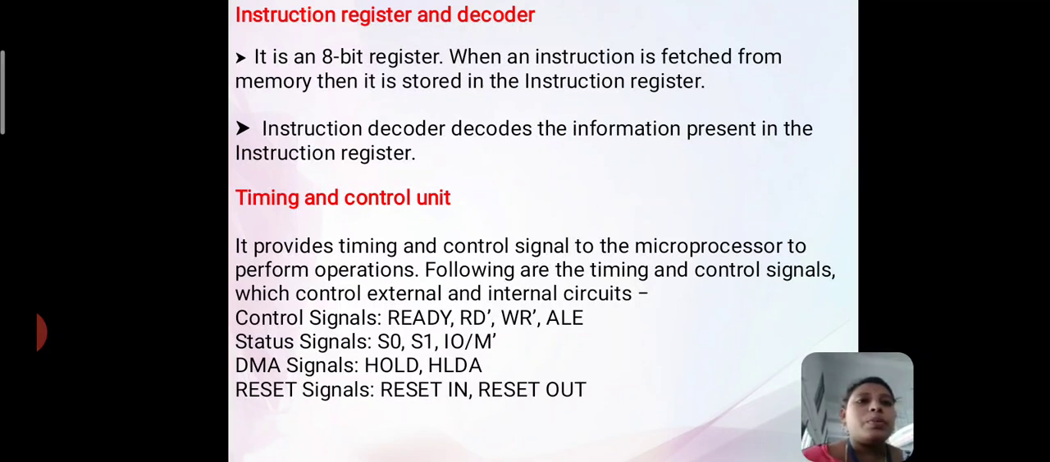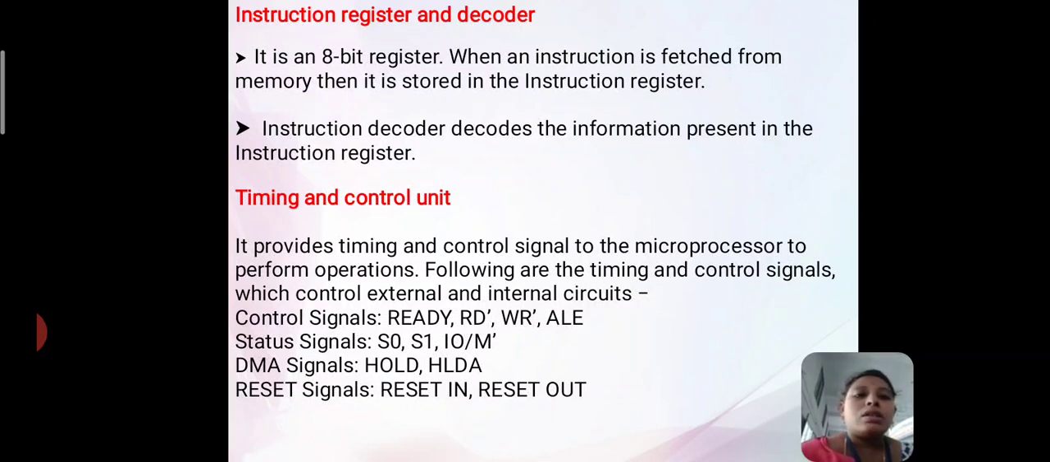Next, timing and control unit. It provides timing and control signals to the microprocessor to perform operations. Following are the timing and control signals which control external and internal circuits. Control signals are ready signal, RD means read signal, WR means write signal, and ALE means address latch enable. Later we will see what the control signals are and their functionality.